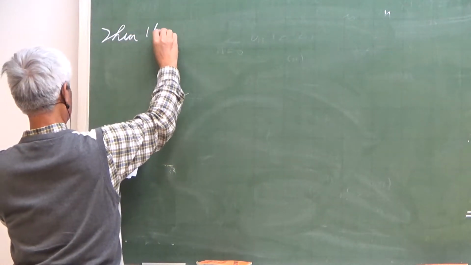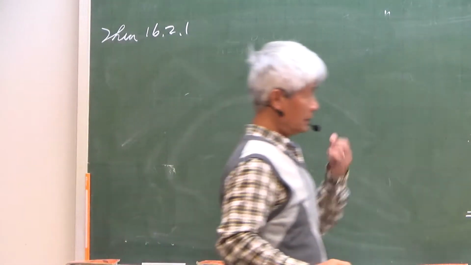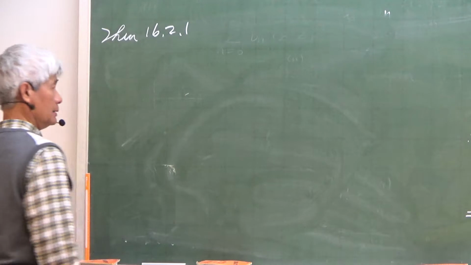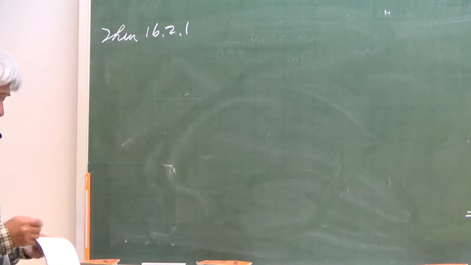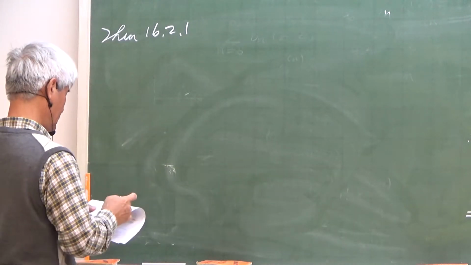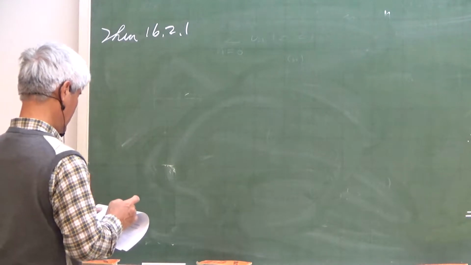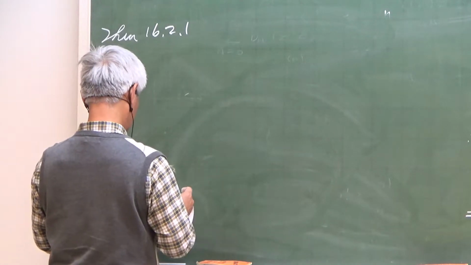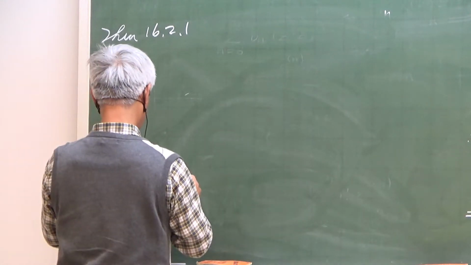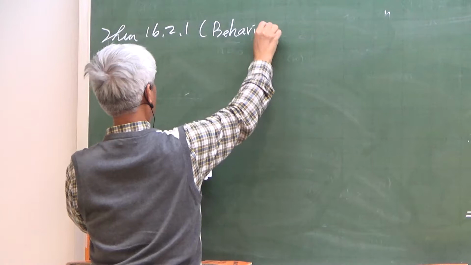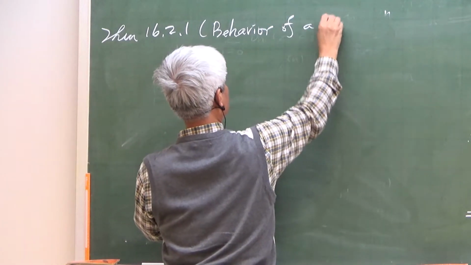Now, the behavior of the function at a pole or at an isolated essential singularity are different. So they have different behavior at a pole and at an isolated essential singularity. So first of all, let me describe the behavior at a pole.